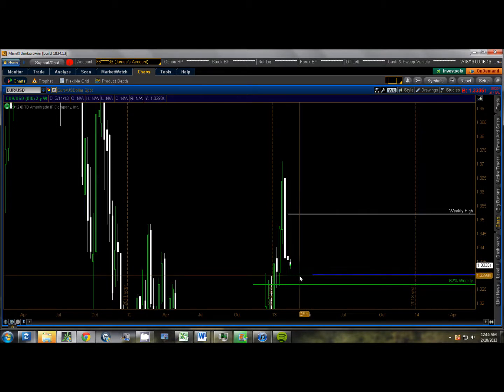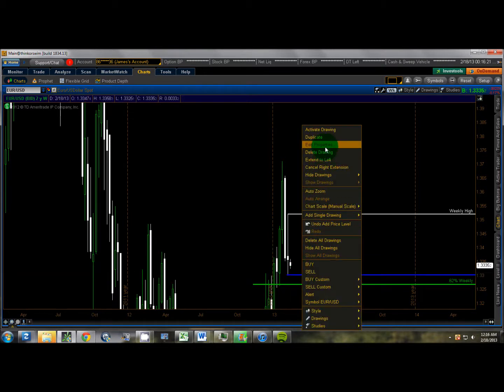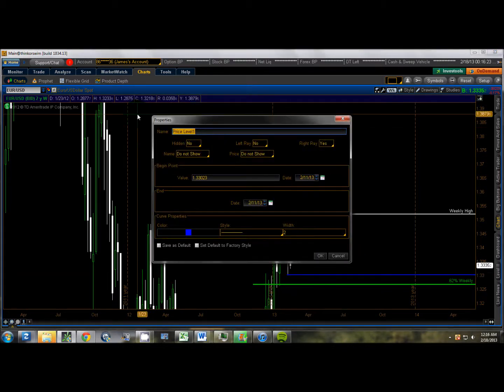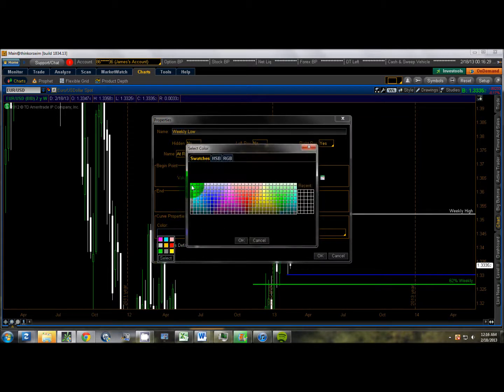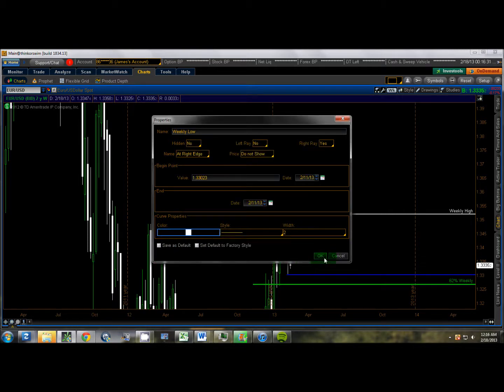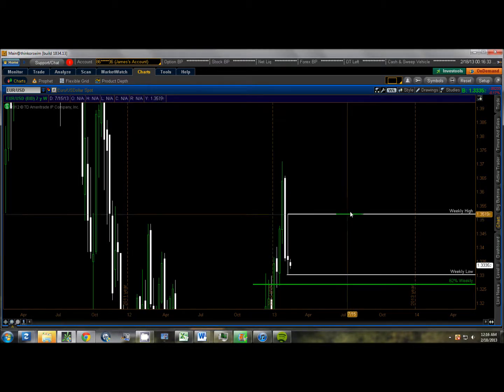Boom, let's draw another one right down there. Let's change this. This is going to be my weekly low. We'll show that on the right edge as well. So boom, I've got my weekly high and I've got my weekly low, and so I've pretty much dissected my weekly chart for everything I want to use it for.